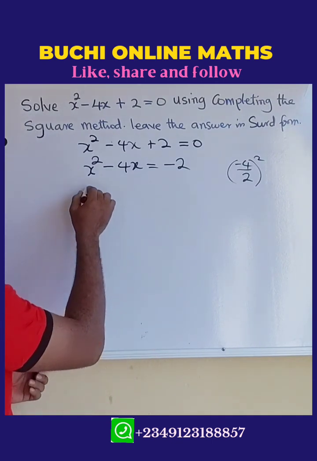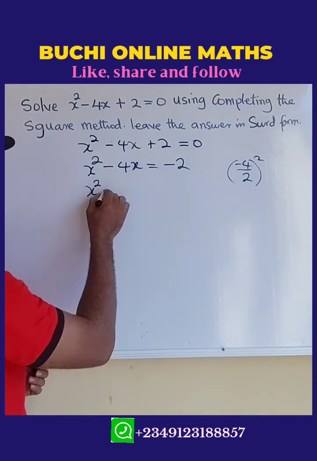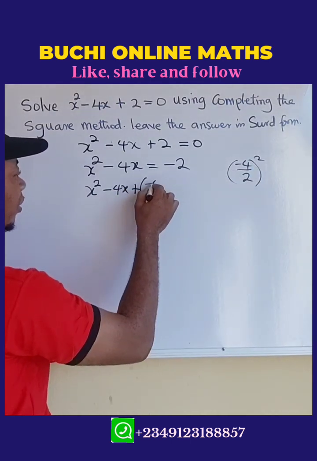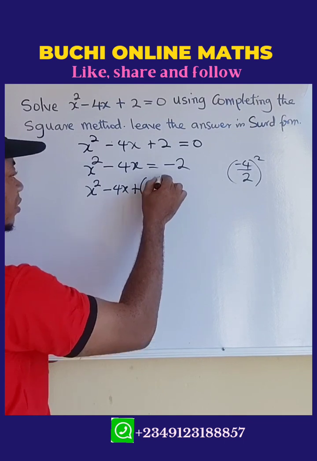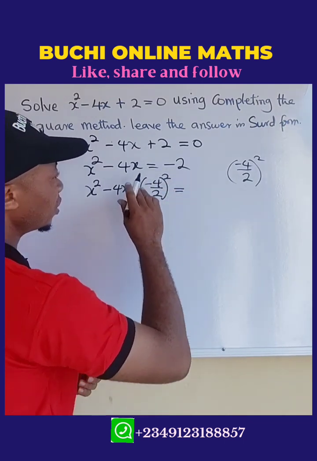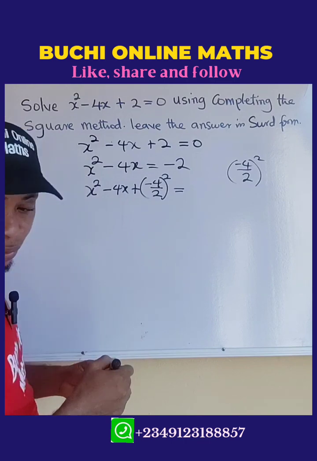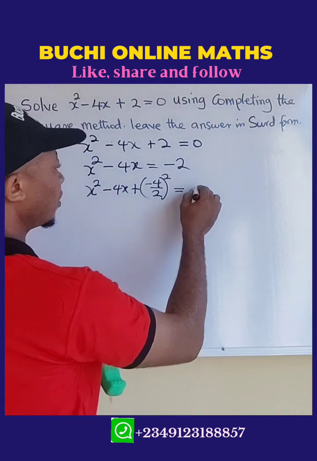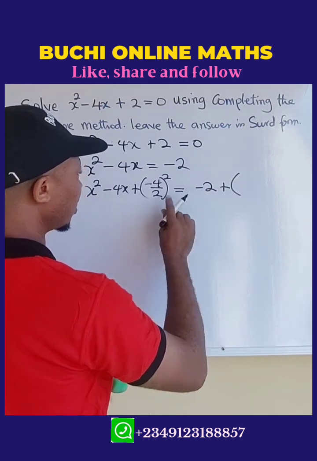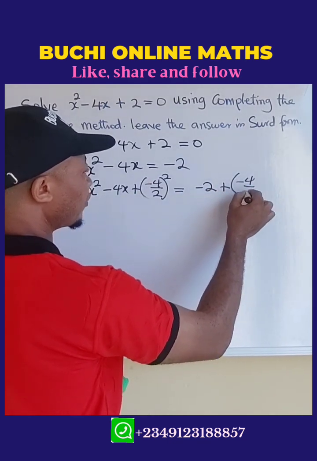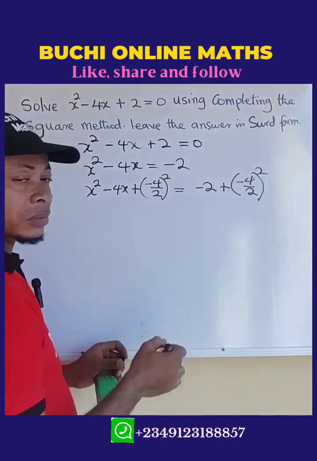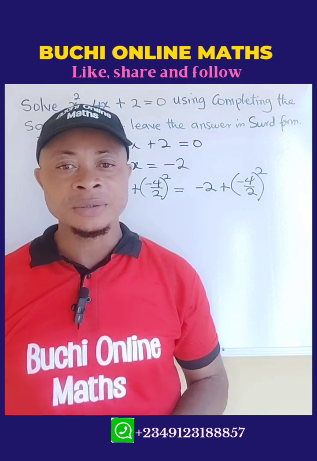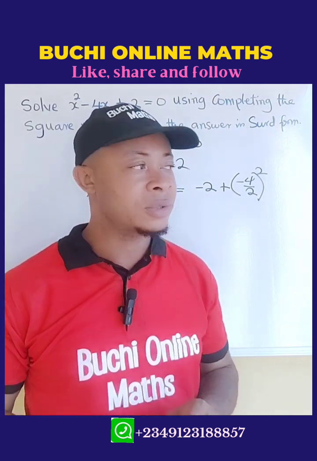So this will be x raised to the power 2 minus 4x, then plus, we are bringing this now, minus 4 over 2 raised to the power 2, equals, to this other side, we still do the same thing. So this will be minus 2 plus, in bracket again, we have minus 4 over 2, all raised to the power 2. So this is how to solve quadratic equation using completing the square method.